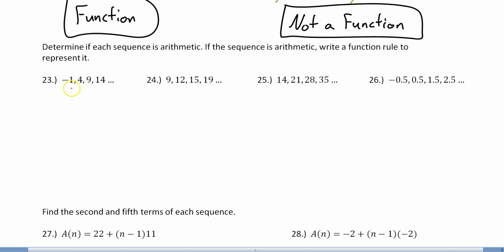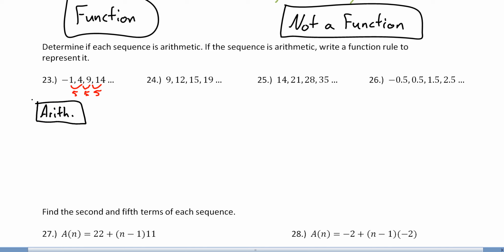And so this one, it looks like to get from here to here, I add a 5. To get from here to here, I add a 5. And to get from here to here, I add a 5. So I am adding the same thing each time. So this one is arithmetic. And now I want to write a function rule.